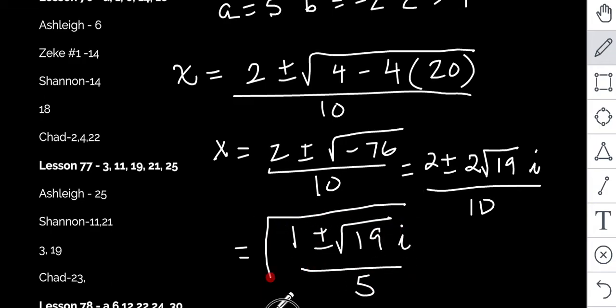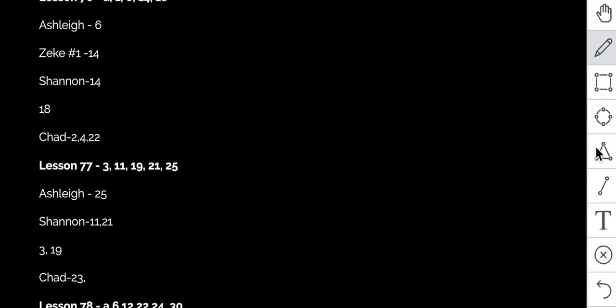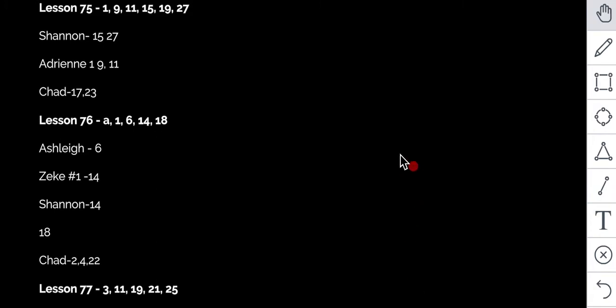That one's a little bit more work. The other one is not that much work. It's not a lot of simplifying. So hopefully that was helpful in understanding how to use the quadratic formula. Okay, next one. Going back up here. That was 15. Let's do 19.